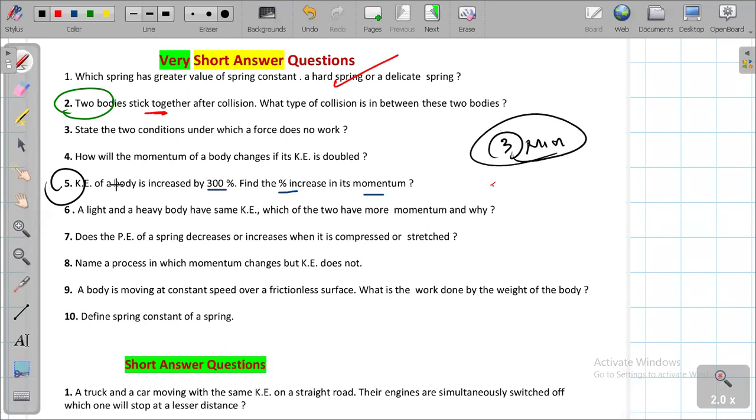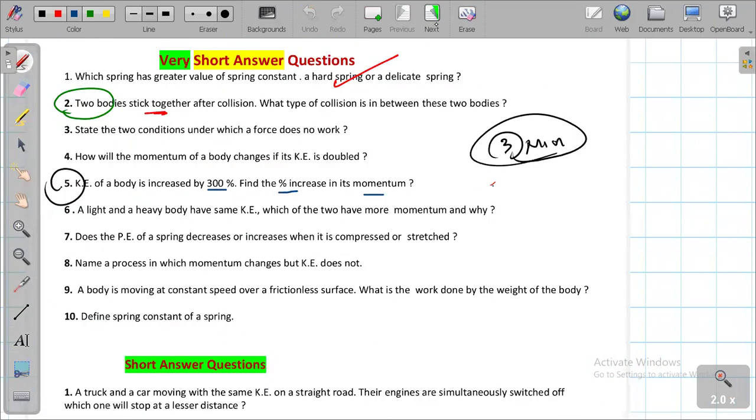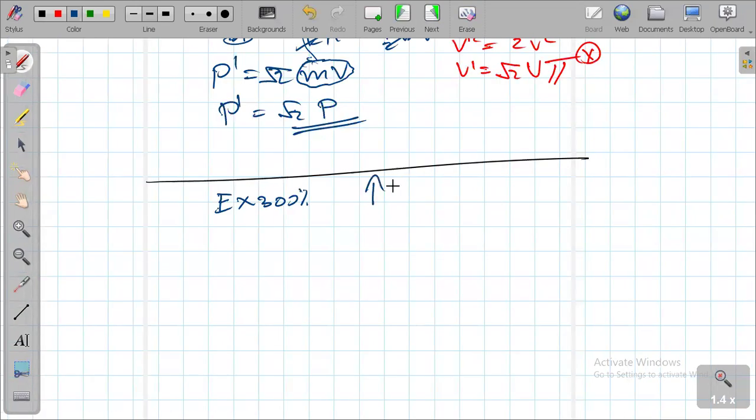Try the fifth one. Energy is increased by 300%. It is asking about the increase of momentum.